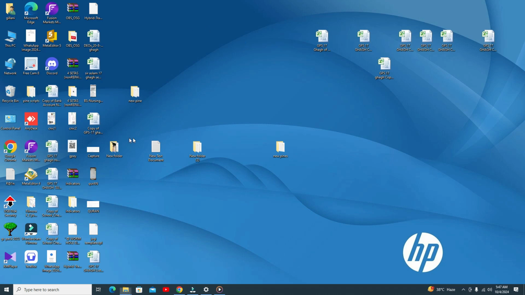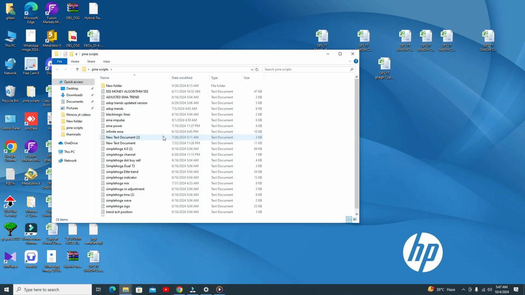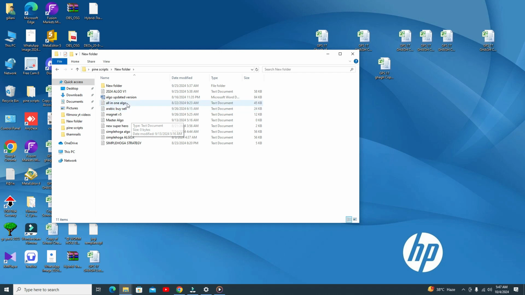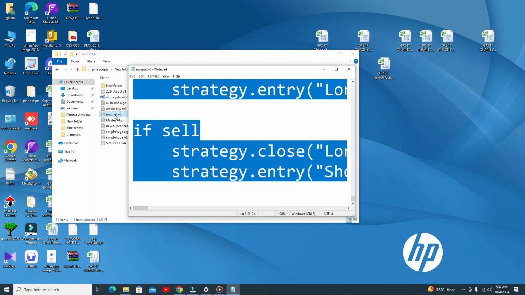These are my Pine scripts here. I am not feeling well, but I will try. Here this is the magnet B5 indicator. Control A, Control C, copy the code, then go to the Pine editor.